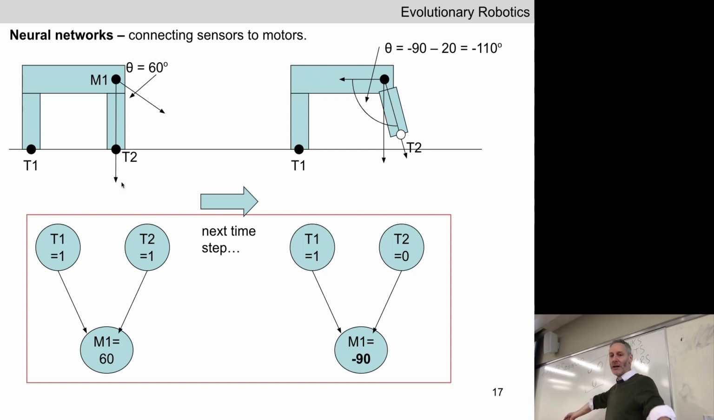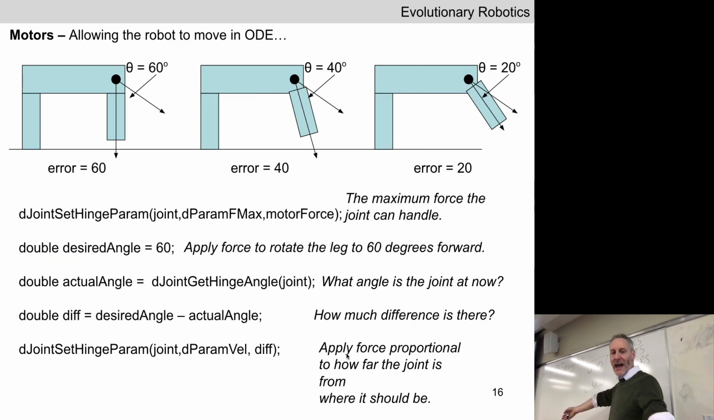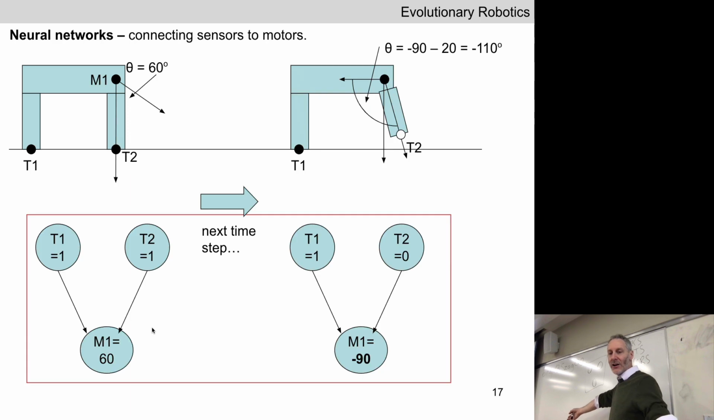It's extended out 20. The motorized joint is saying, I want a desired angle of minus 90. The difference between these is 110, or actually minus 110. We're taking the desired angle and subtracting off the current or actual angle. What happens at the next time step, do you think?